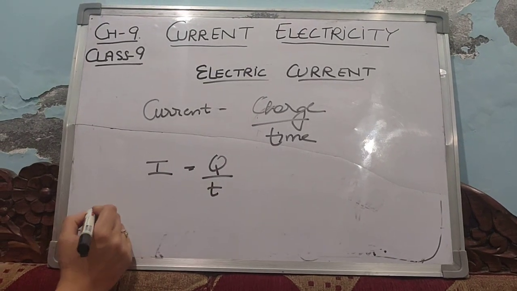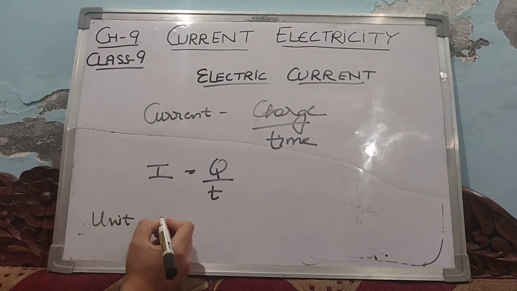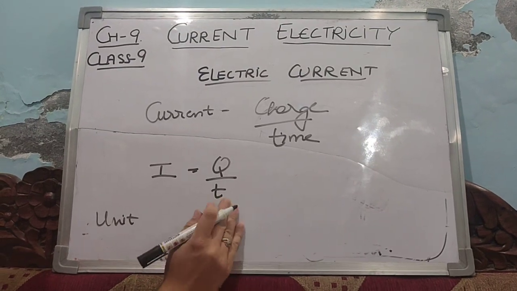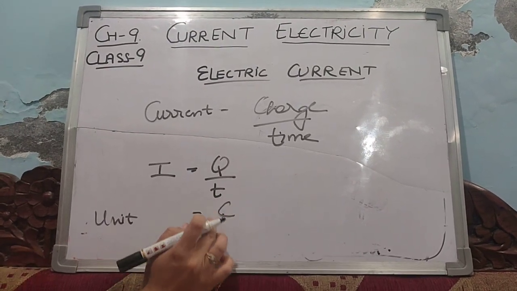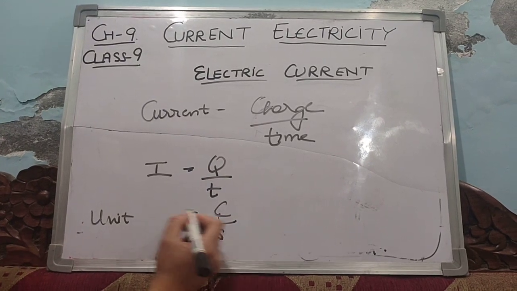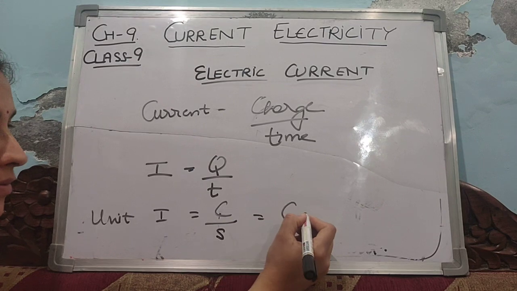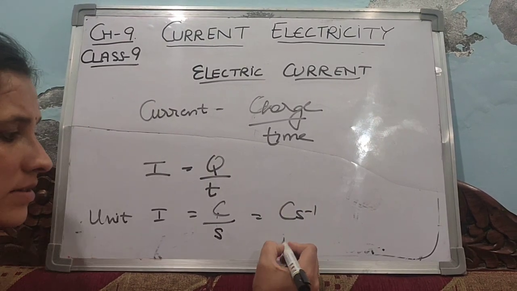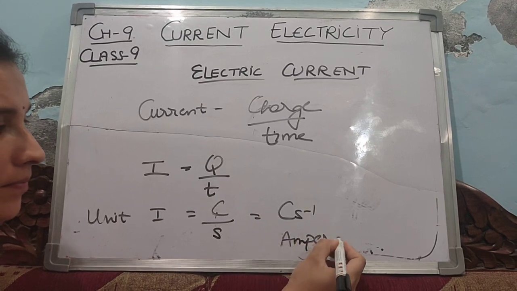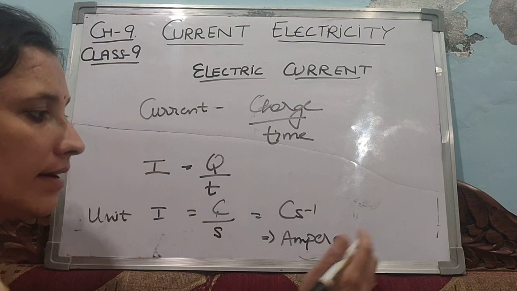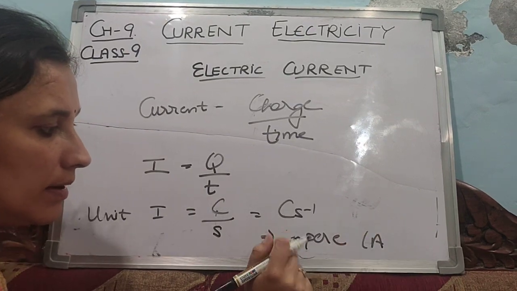Now, what about units of current? We know the unit of charge is coulomb and it is noted by letter C. The unit of time is second. So the unit for current is coulomb per second. Another name for coulomb per second is ampere, after the name of a scientist, and it is noted by letter A.